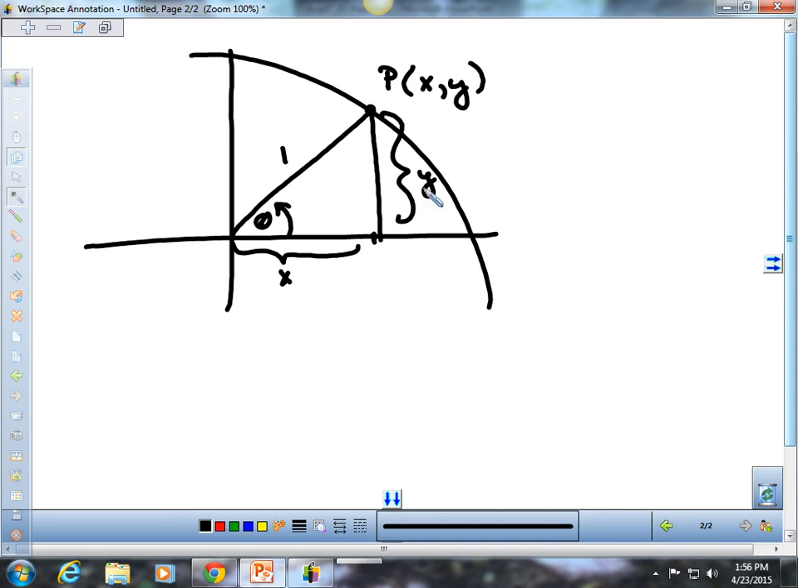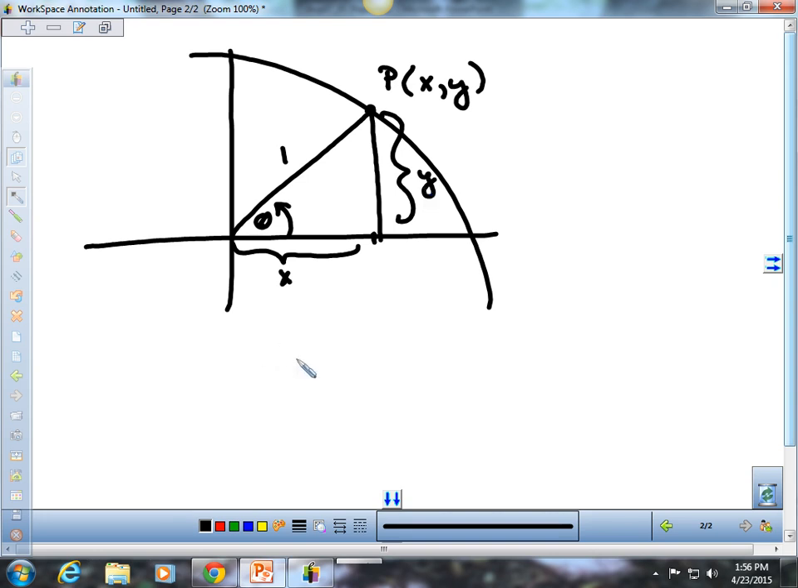The sum of, not sides, because sides could be any three of them. The sum of the squares of the legs of a right triangle is equal to the square of the hypotenuse. We know it better as a squared plus b squared equals c squared, or leg squared plus leg squared equals hypotenuse squared. Well, what are the two legs of this triangle up here?